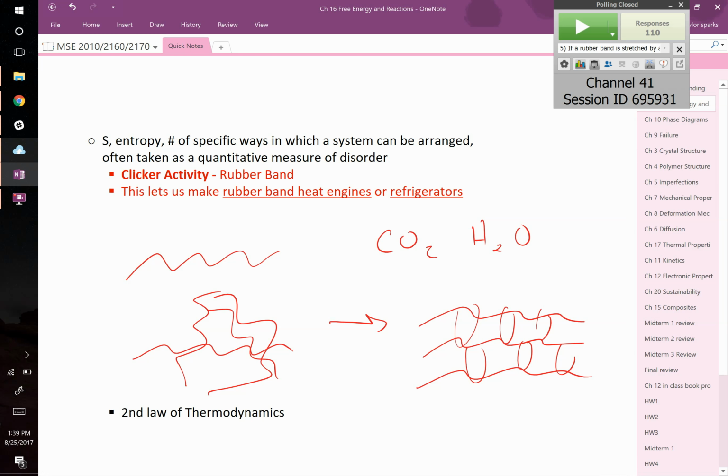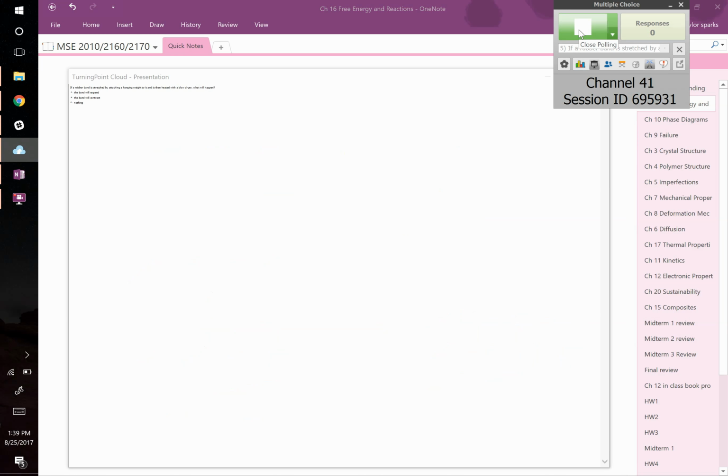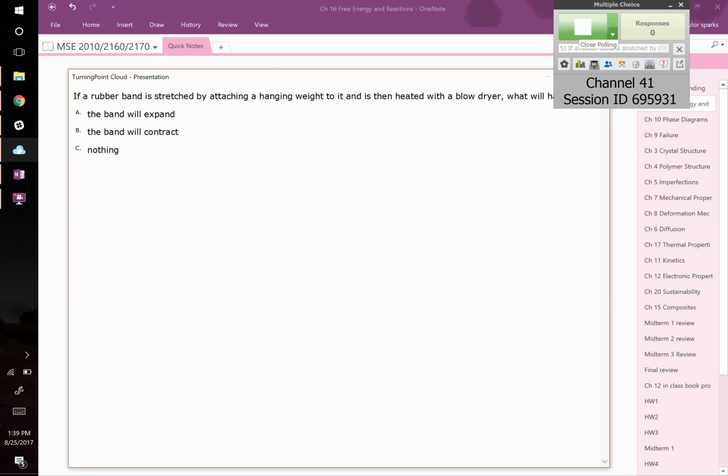So let's do the next question. How about this? If a rubber band is stretched by attaching a hanging weight to it, and then we heat that rubber band with a blow dryer, what will happen? Will it expand, contract, or nothing? Rubber band is stretched with a weight on the bottom. I then heat the whole rubber band with a blow dryer. Does the rubber band expand, contract, or nothing?